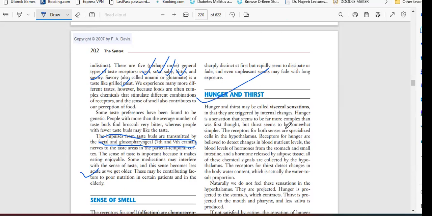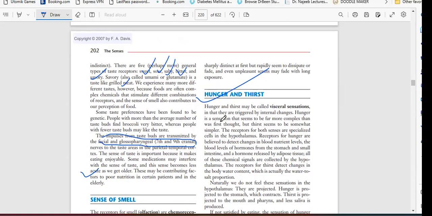Okay, so how this happens, let's talk about that. Hunger and thirst may be called visceral sensation. So this sensation is not cutaneous sensation, but it is visceral sensation, means ये जो अंदरूनी तौर पर आपको सेंसेशन मिल रही है, फीलिंग मिल रही है, अंदर से आ रही है. In that they are triggered by internal changes. Hunger is a sensation that seems to be far more complex than was first thought, but thirst seems to be somewhat simpler.